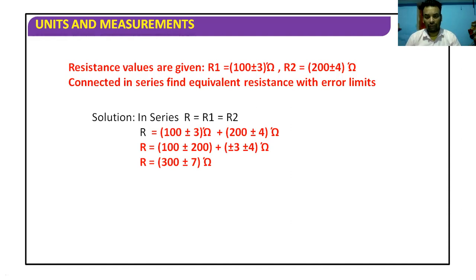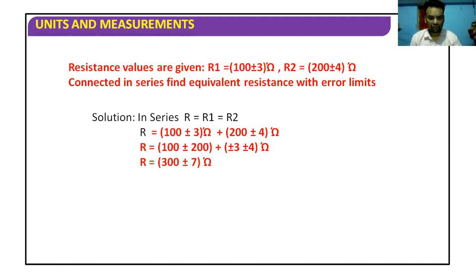Similarly, for R2, in our data we have 200 plus minus 4. So 200 plus 4 means 204, and 200 minus 4 is 196. So our true value will lie between 196 and 204. This is called the range of resistance R2 and the range of resistance R1. So the range of resistance R1 is from 97 to 103, and the range of resistance R2 is from 196 to 204. So we are given the range of two resistances, in ohm.